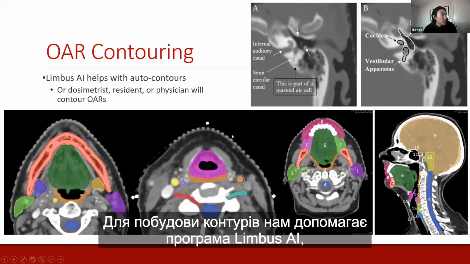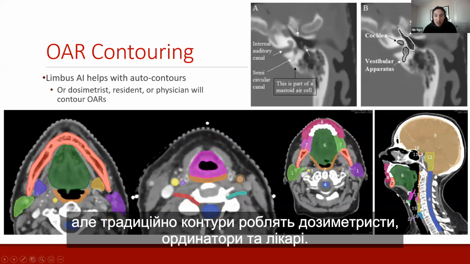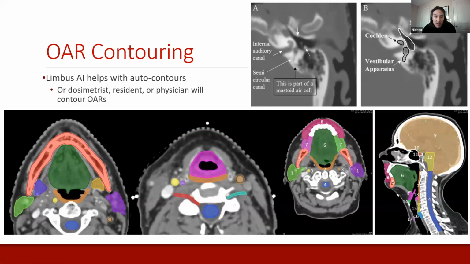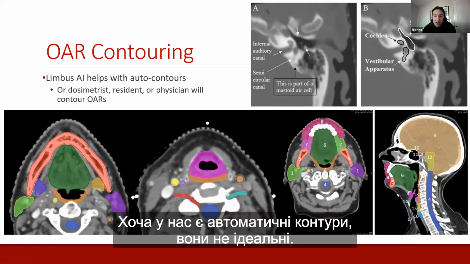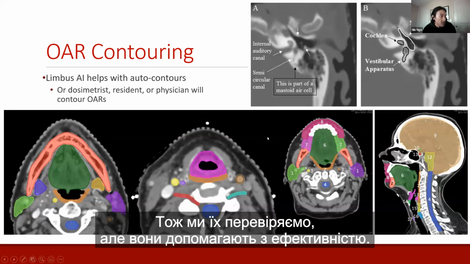For contouring, we have Limbus AI that helps us, but traditionally, contours are done by dosimetrists, residents, and physicians. Even though we do have auto contours, it's not perfect, so we do check them, but they do help with efficiency.